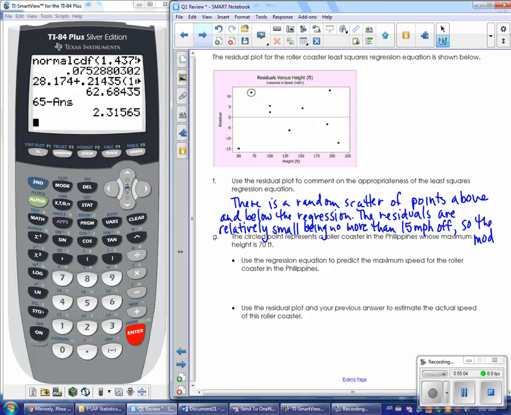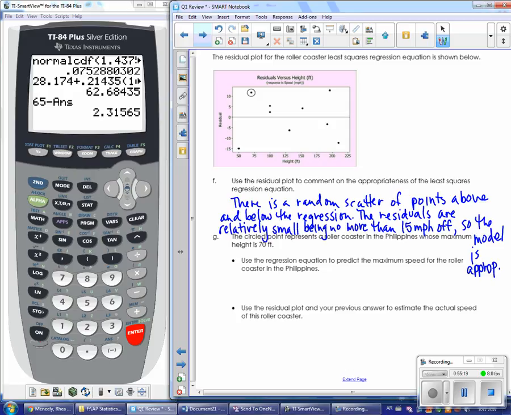If you think that being 15 miles per hour off is too big, then you'd conclude that the model is not appropriate. So this is where the judgment comes in. And as long as you back it up with a reasonable argument, I'm not going to mark you wrong.